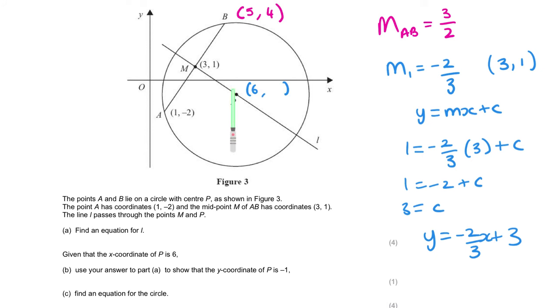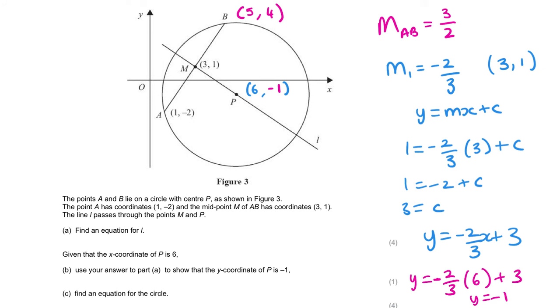Now it says, given that the x-coordinate of P is 6, so I know P's x-coordinate is 6, I don't know my y yet. However, if it lies on this line, we've just worked out the equation of the line, so I can substitute that in here, absolutely. So I'm going to get y equals minus 2 over 3 lots of 6, plus 3. So I get negative 1. Do you get negative 1? Okay, so my y-coordinate is negative 1.